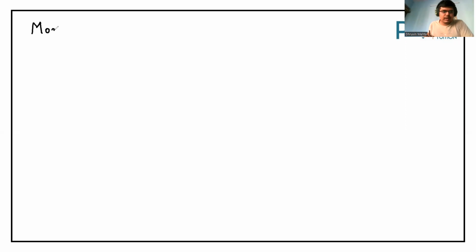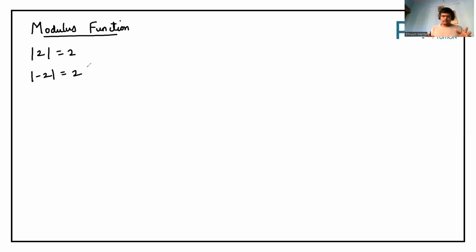The first function which I am taking is the modulus function. So do you know the basics of modulus? Like, do you know that modulus of 2 is 2, modulus of minus 2 is also 2? Do you know this? Yes, yes, sir.